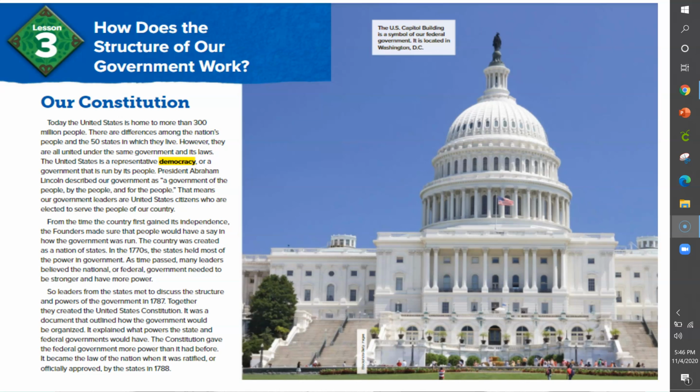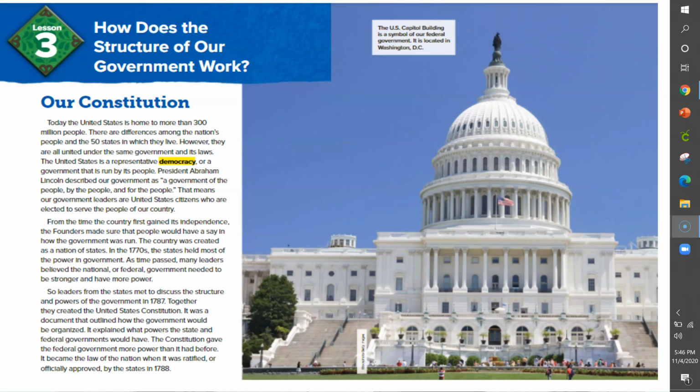President Abraham Lincoln described our government as a government of the people, by the people, and for the people. That means our government leaders are United States citizens who are elected to serve the people of our country. From the time the country first gained its independence, the founders made sure that people would have a say in how the government was run.